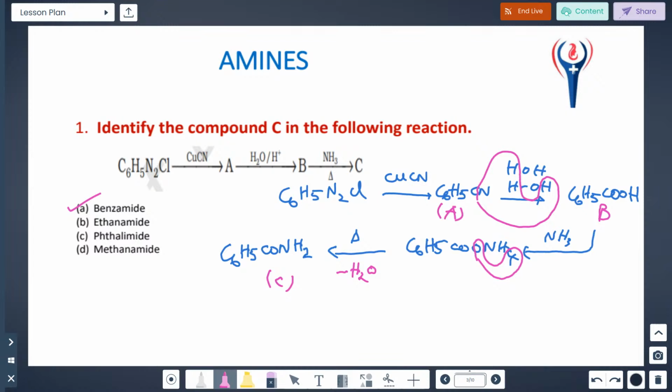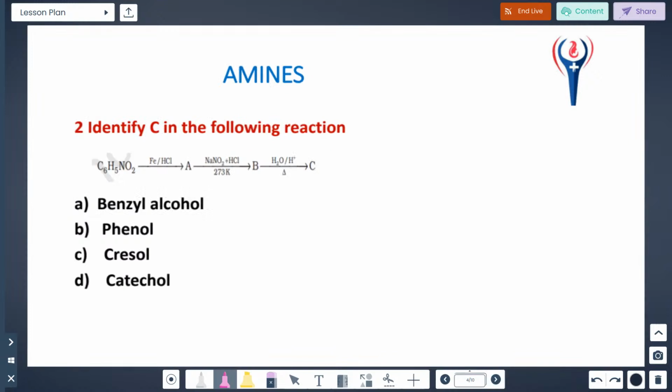Okay, now see the next one. Here, nitrobenzene reacts with iron in the presence of HCl. This is a reducing agent. So iron in HCl converts NO2 to NH2, you must remember. Then when you add sodium nitrite in the presence of HCl, this reaction is called diazotization. Again it reacts with water to get C. They are asking to identify only C in the following reaction.